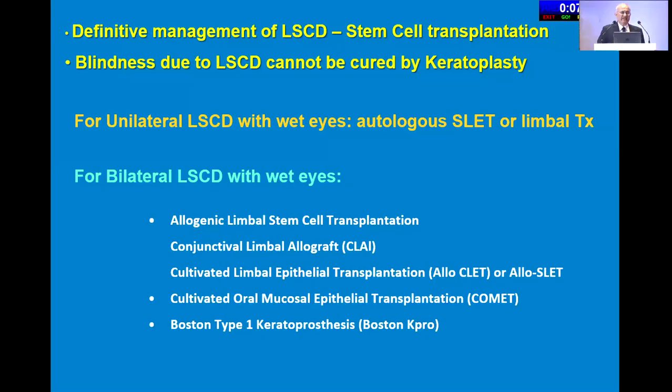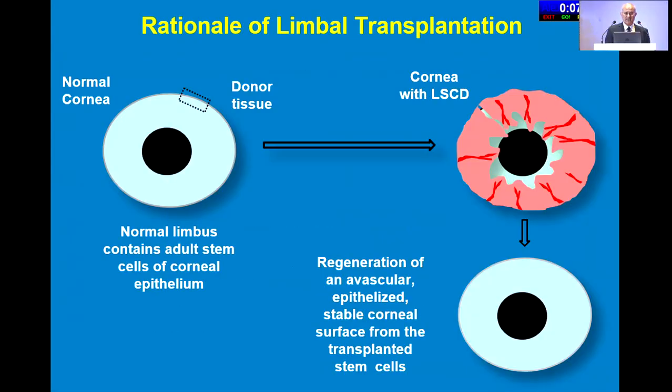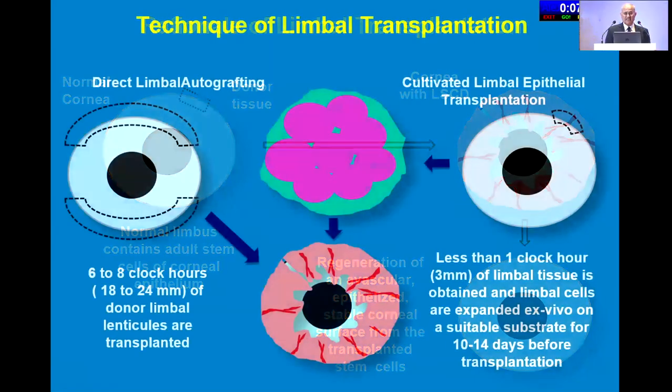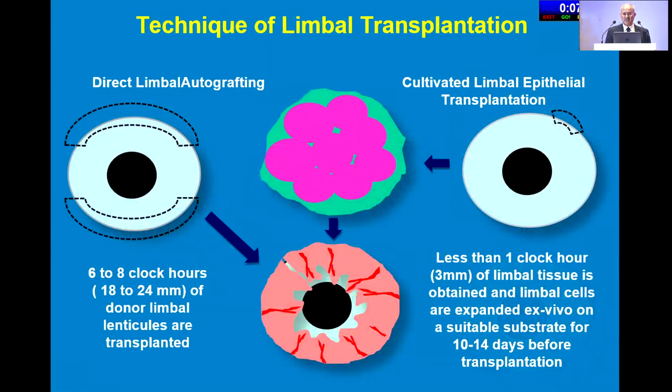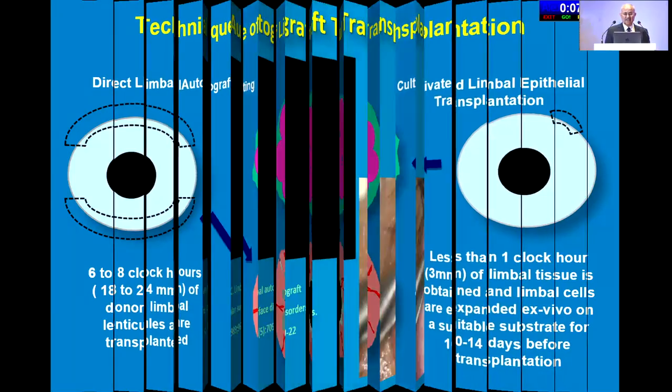So definitive management of stem cell deficiency is stem cell transplantation. It could be in the form of direct conjunctival transplantation, limbal conjunctival transplantation, or a CLET, cultivated limbal epithelial transplant, or simple limbal epithelial transplantation. For bilateral, there are a variety of options, and we will talk about it briefly towards the end. And this is the rationale of doing the transplantation, because the limbus is lost, so you replace the limbus either directly in direct limbal grafting, or a cultivated, or a SLET.